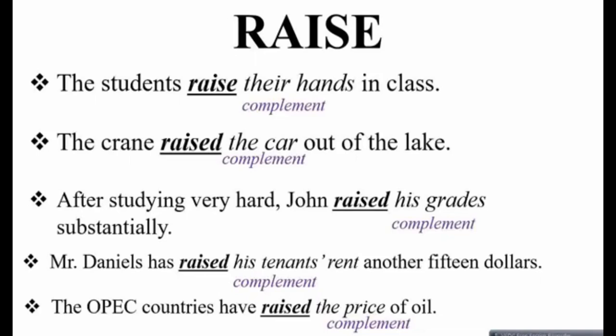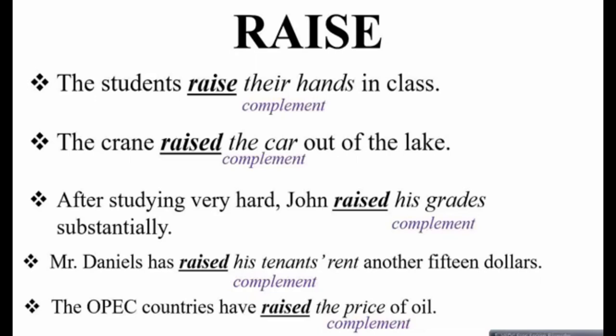The first example is: the students raise their hands in class. So the hands are the complement to this verb raise, because what are you supposed to raise? So this verb requires some complement next to it. Second example says, the crane raised the car out of the lake. So the complement of the sentence for the verb raise is the car, and that is what makes this a transitive verb, because raise requires some complement, which is the car in this example.